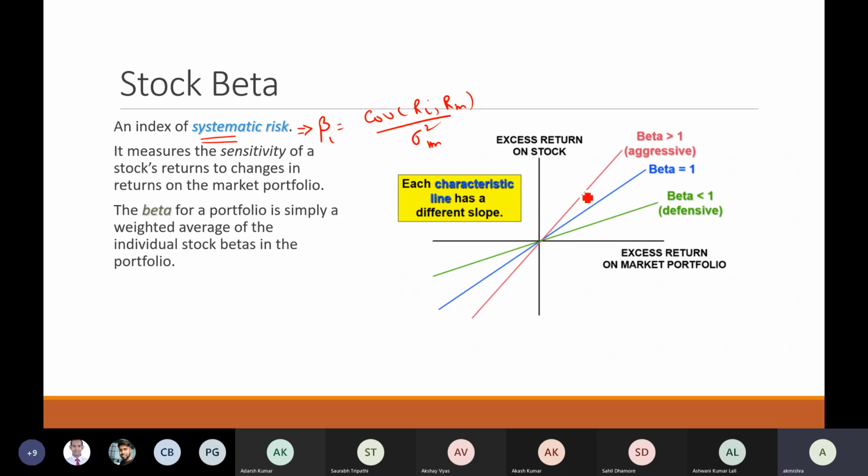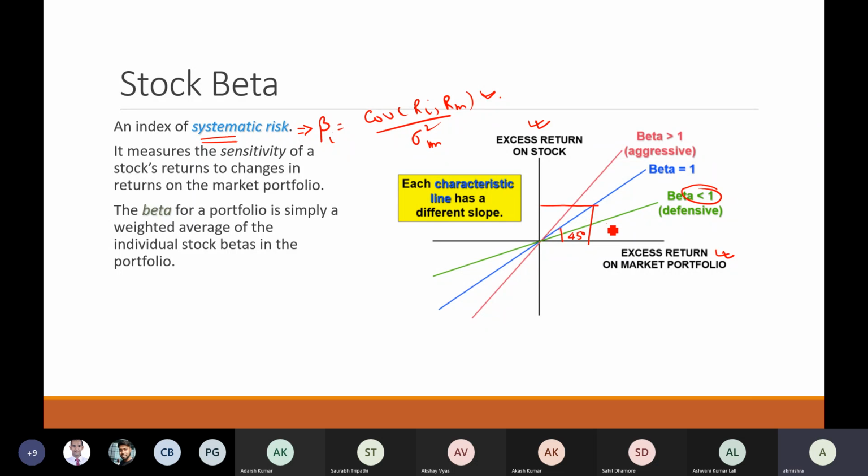And when we represent it, on this axis you have the stock return and this is your market portfolio. So remember, when beta is equal to 1, this angle will be 45 degrees. A 1 unit increase or decrease in the market will result in a 1 unit increase or decrease in your stock return. And when we say beta is less than 1, what does it mean? The movement in your stock with respect to the market is less than the market movement.